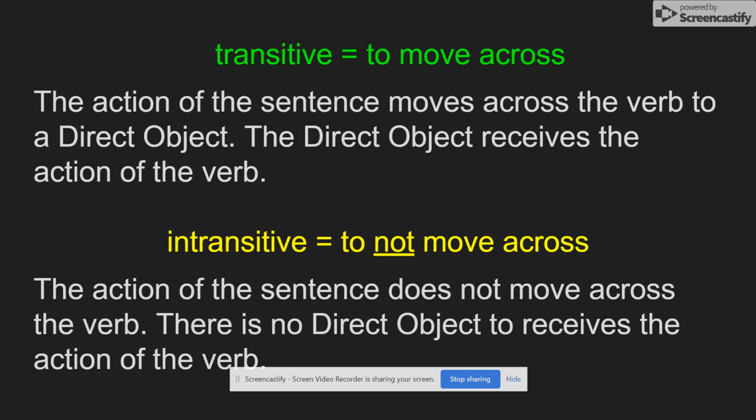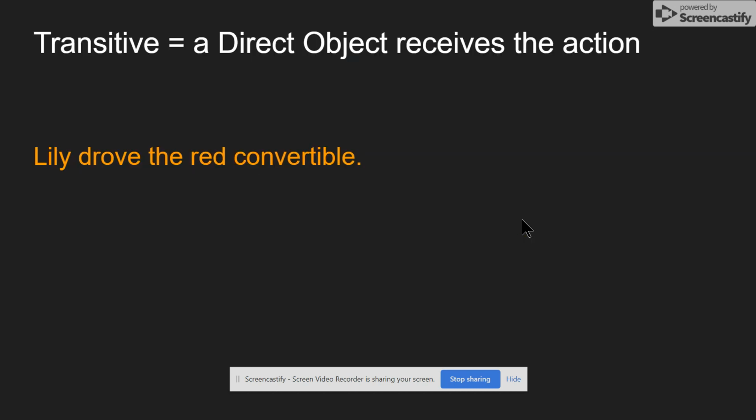Intransitive does not move across. So the action of that sentence does not move across the verb. The action ends at the verb. There may still be words after it, but those will not be receiving the action of that verb. There is no direct object that receives the action of that verb.